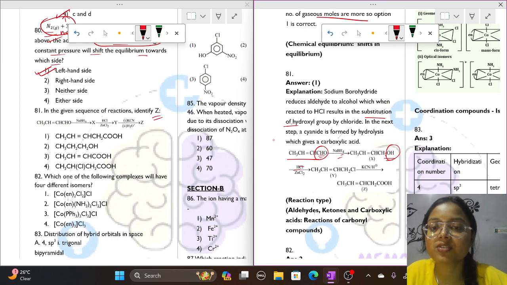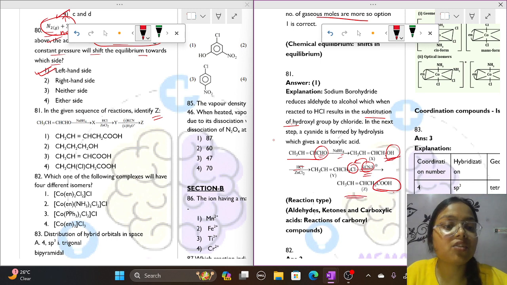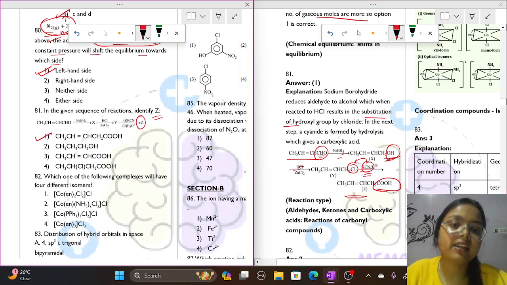It results in a substitution reaction. So the hydroxyl group, OH group, is replaced by Cl. Then KCN is added, then CN is attached here. Then carboxylic group is formed. So option number 1 will be Z.